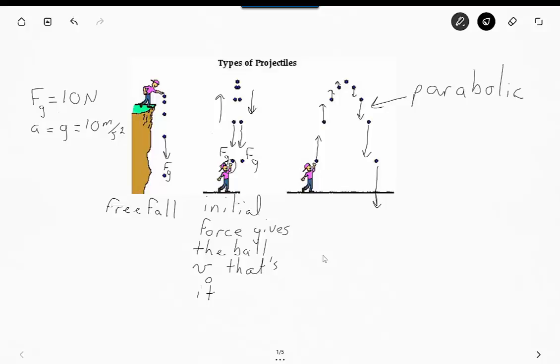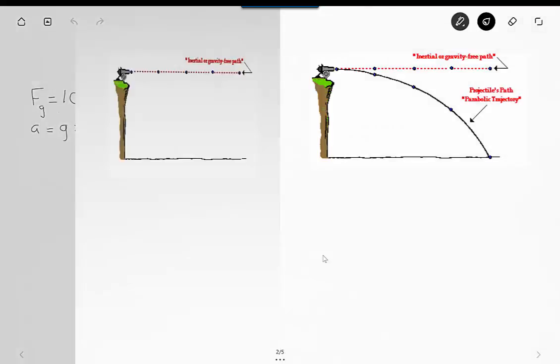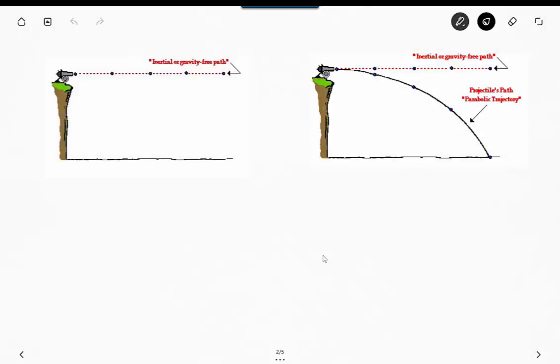Now, there is one more type of projectile that is not shown here, and this is the one that we're going to start with. So let's see what's on the next page. So focus on the left-hand side for the moment. Let's ignore the right-hand side.